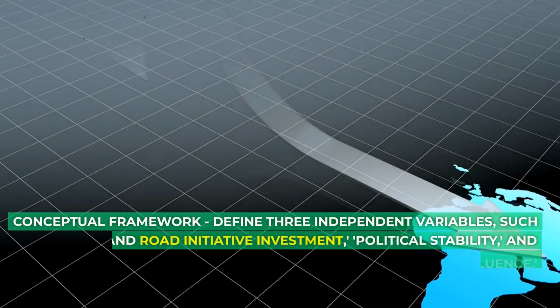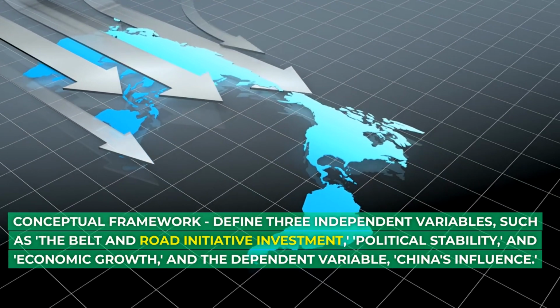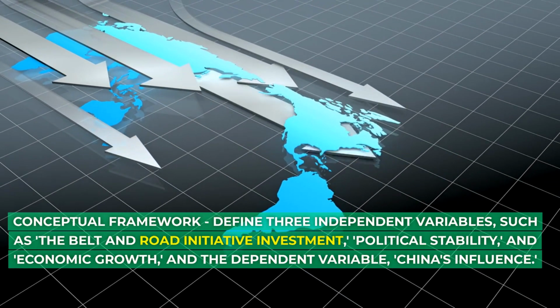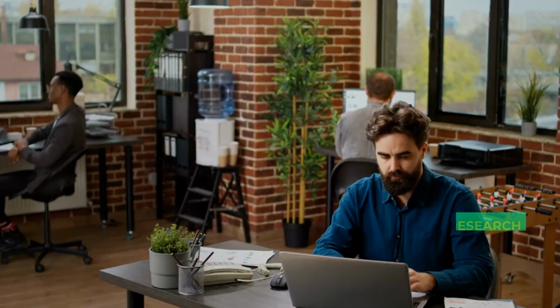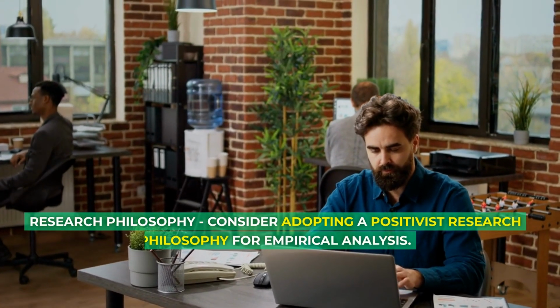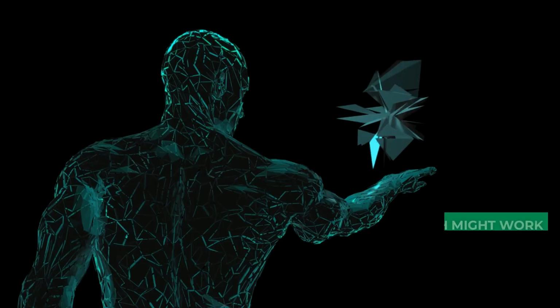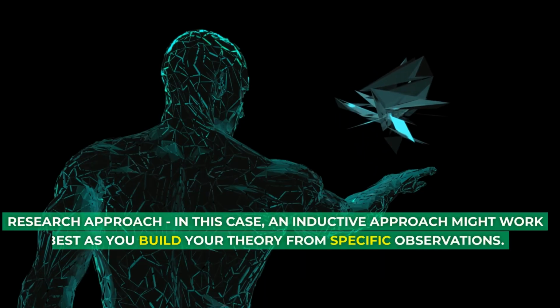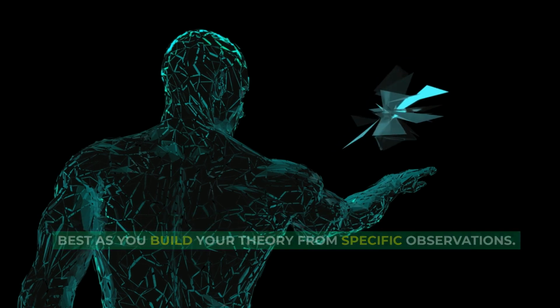Conceptual framework: define 3 independent variables, such as the Belt and Road Initiative investment, political stability, and economic growth, and the dependent variable, China's influence. Research philosophy: consider adopting a positivist research philosophy for empirical analysis. Research approach: in this case, an inductive approach might work best as you build your theory from specific observations.